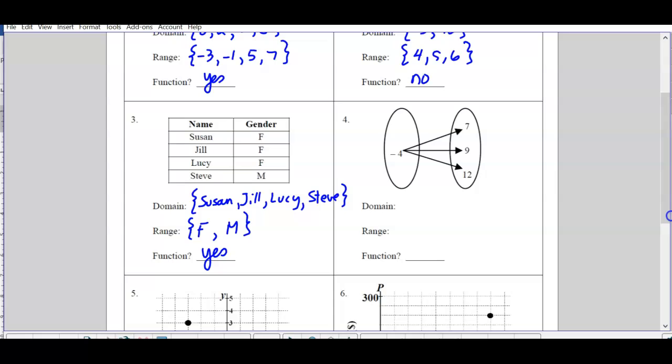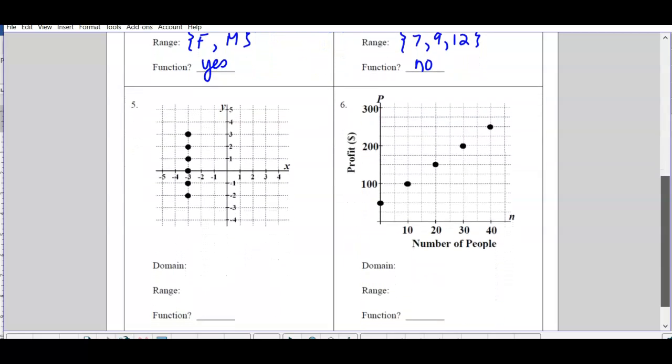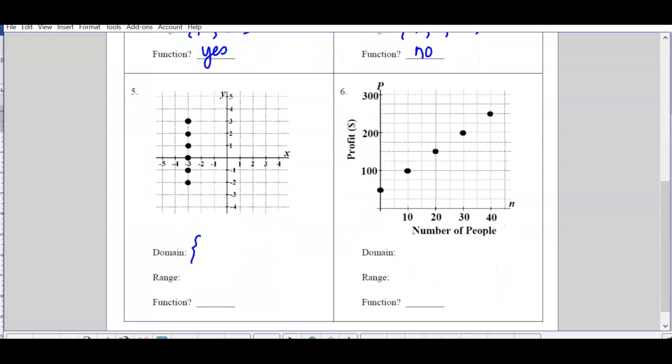Okay. Arrow diagram, the domain, just copy out what's in the oval. Range, copy out. And take a look, there's 3 arrows from the -4, so this is not a function. Okay. Then the next is discrete, a graph. X values, there's only -3. All of those points have the same x value, but they have different y values, -2, -1, 0, 1, 2, 3. And they're all in a vertical line, so no, it's not a function.